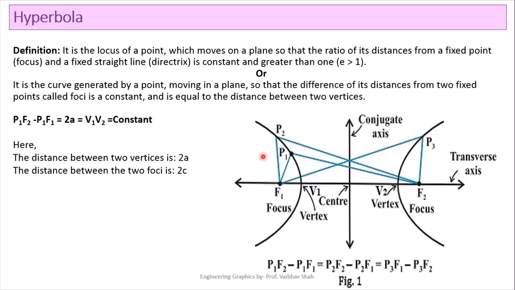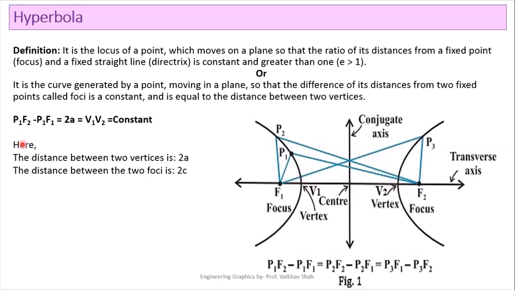So let us define this curve. It is generated by a point, for example this point p1, which moves in a curve such that the difference of its distances from the focus points, p1 f2 minus p1 f1, is constant, which is 2a. This constant is equal to the distance between two vertices, that is, the distance between v1 and v2. Let us define this distance between v1 and v2 as 2a.